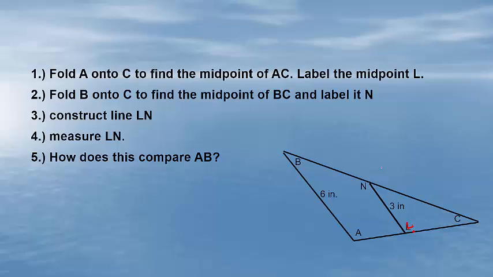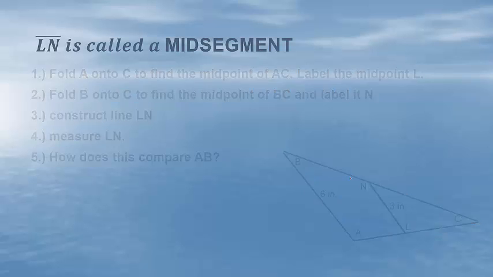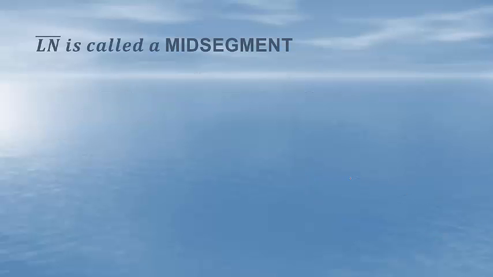How do your distances compare? If you did that correctly, your shorter piece should be about half of your longer piece. So LN should be about half, or should be half of AB if you did it correctly. So we call line segment LN a mid-segment.